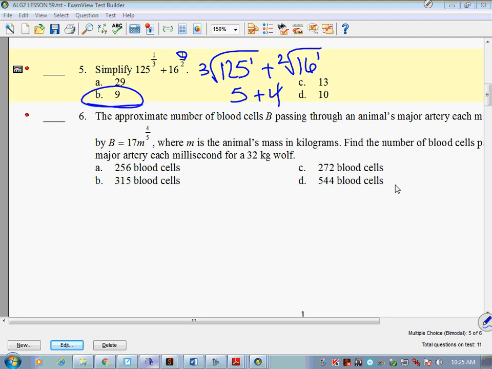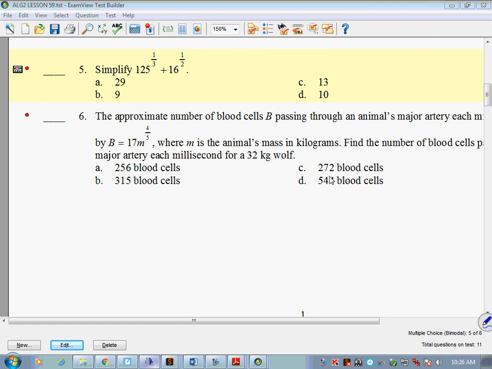So what's 5 plus 4? 9. Okay, do we see how sometimes finding the simplified root is easier than leaving it with a fractional exponent? Okay? I know some of us knew that the cube root of 125 was 5. Basically, if we find the prime factorization of 125, we see that it's 5 times 5 times 5. Okay, and that's why that works out that way. Okay? Number 6.